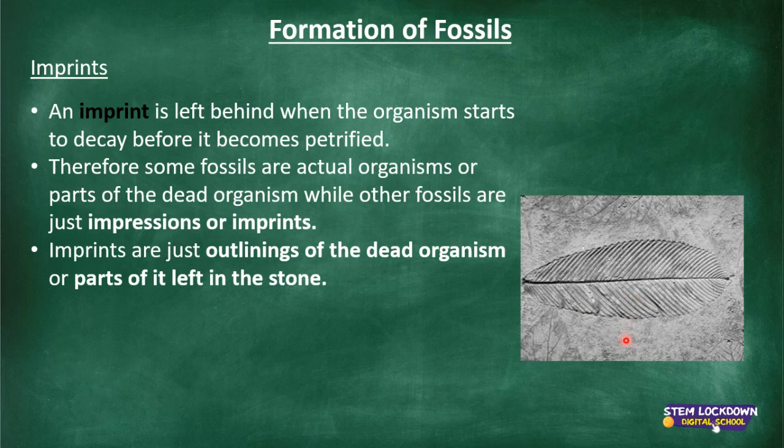So it left behind the decay before it became a stone. So imprints are just outlinings of the dead organism or parts of it left in the stone. You can also make your own imprints at home. If you have clay, you just put your hand on that clay and let it rest. Then you'll see the outlinings of your palm or your arm or your hand on that clay. That's an imprint.